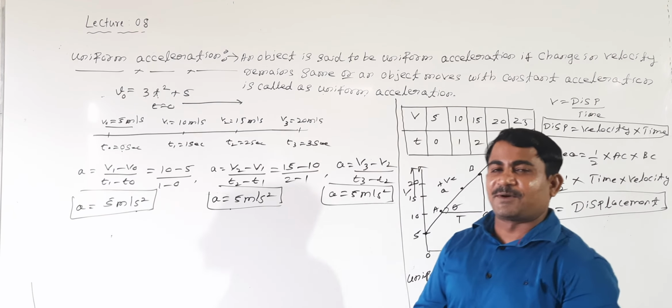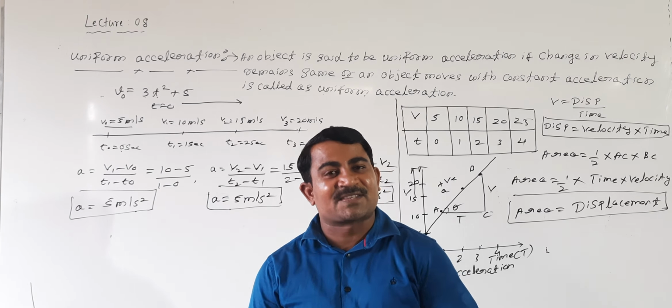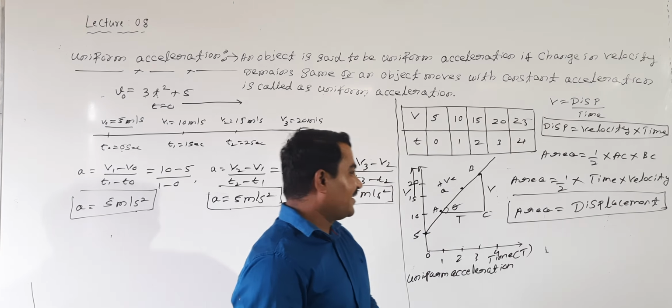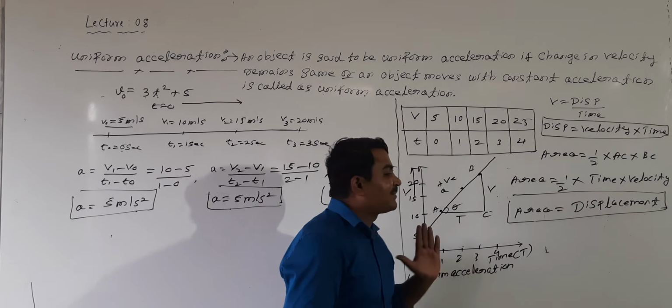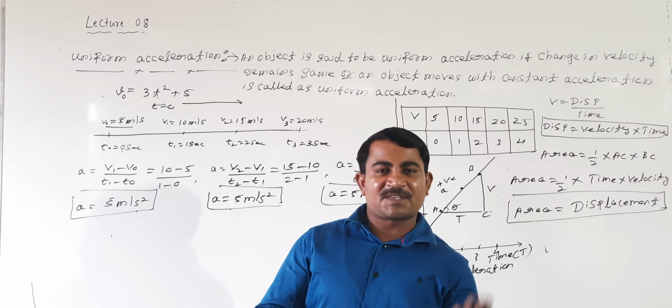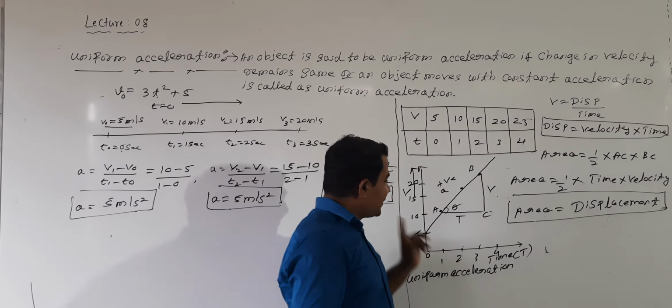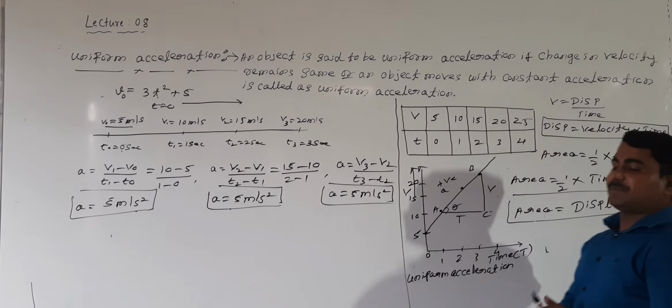Then from this what did you get? If the slope of the velocity time graph indicates acceleration, then the area under the velocity time graph represents the displacement traveled by the body.